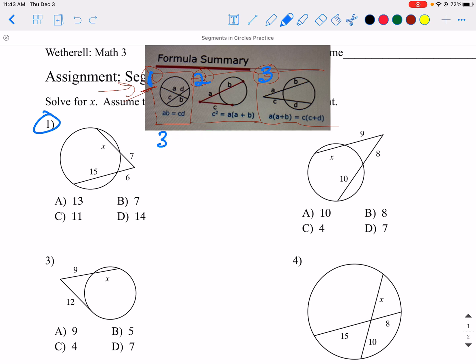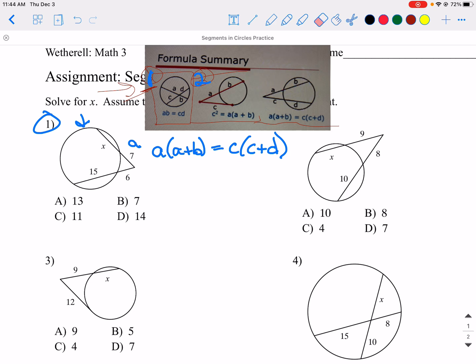So formula 3 is this. You write the formula down. That's why you have to copy that in your notes so you have your formula. A plus B equals C plus D. All right, so you have that now. So now let's label our diagram. On formula 3, I've got an A on the outside. Doesn't matter which one I pick, but I'm going to label my A. And then my B is on the same line with my A, so I'm going to label that.